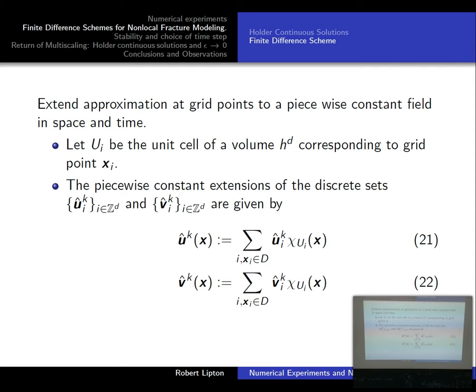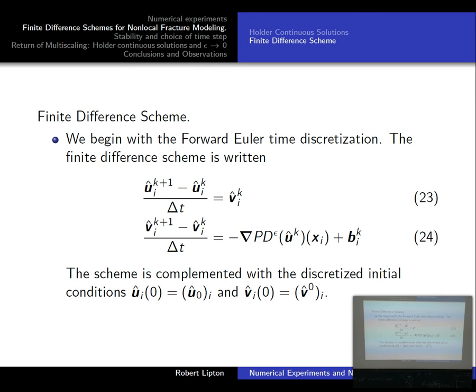And here I introduce functions by just saying at the kth time step, u hat k, and at the kth time step, v hat k. So these are at the grid points, but then we extend them to L2 functions. Now we can understand the non-local operator acting on this field. And so we start with our first finite difference scheme.